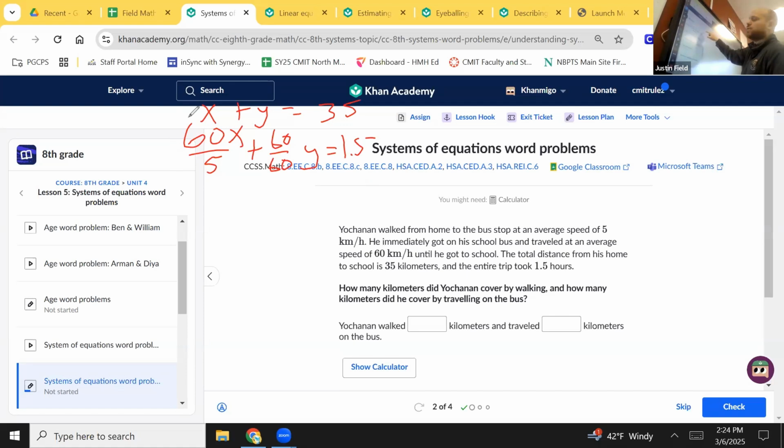And now we can reduce. So 60 divided by 5 is 12. And 60 divided by 60 is y. And then this was actually 90, so that's 90. Okay, and then x plus y equals 35. So now, after all that setup, we can solve this system.